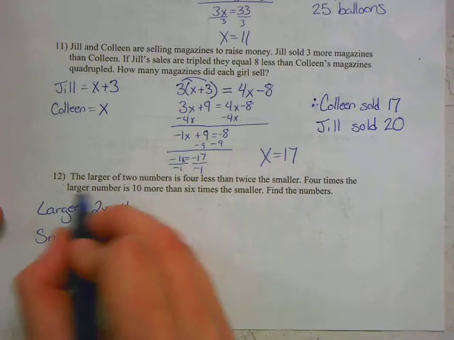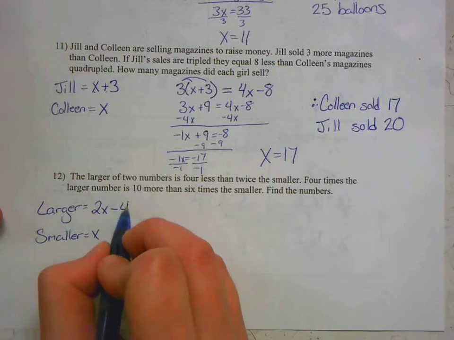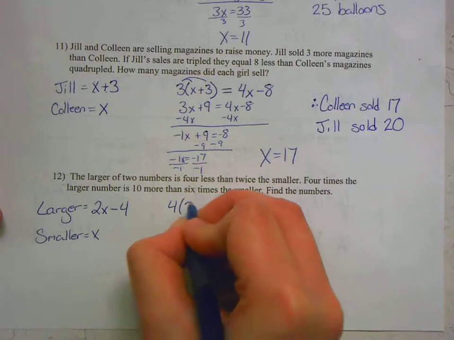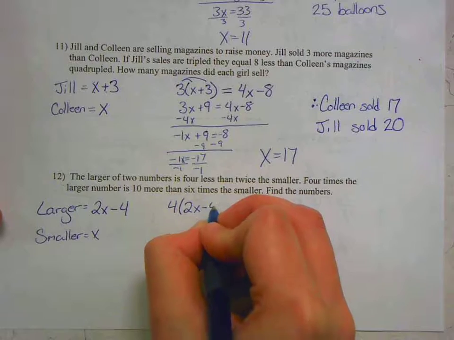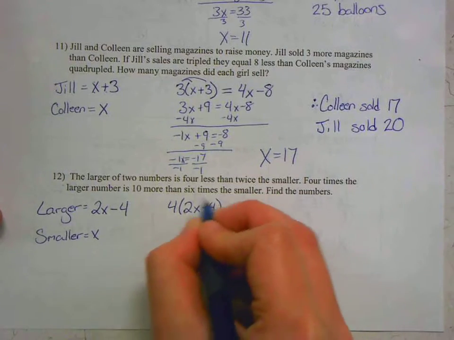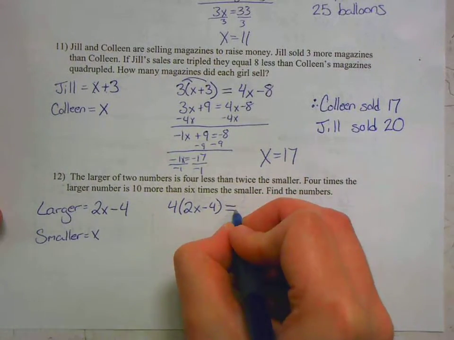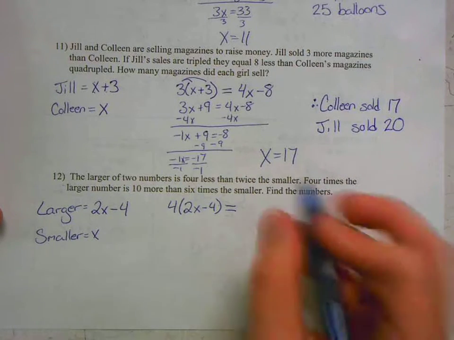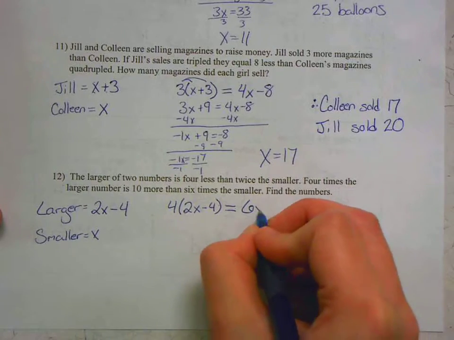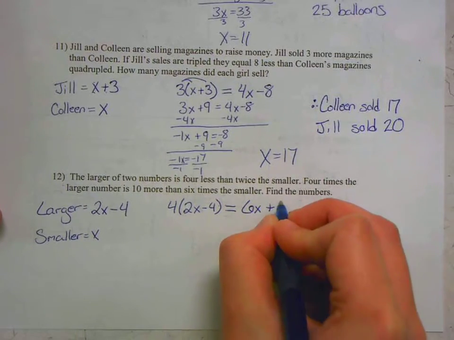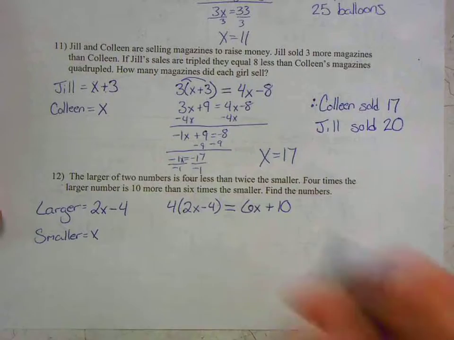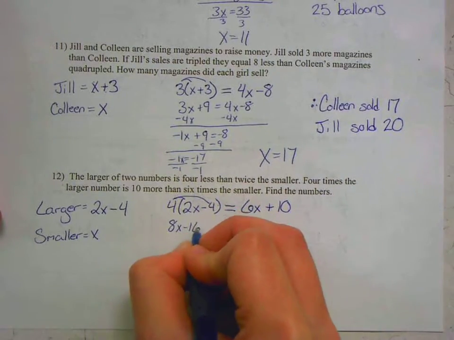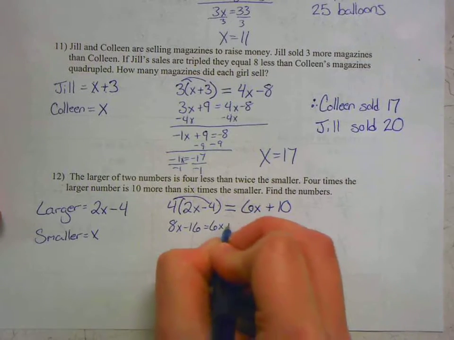Now 4 times the larger number, so I have to do 4 times this whole piece. I'm going to make sure I put it in parentheses so the 4 gets multiplied to the entire larger number, is 10 more than 6 times the smaller. So 6 times the smaller number, and 10 more means adding. So we distribute and use our inverse operations.